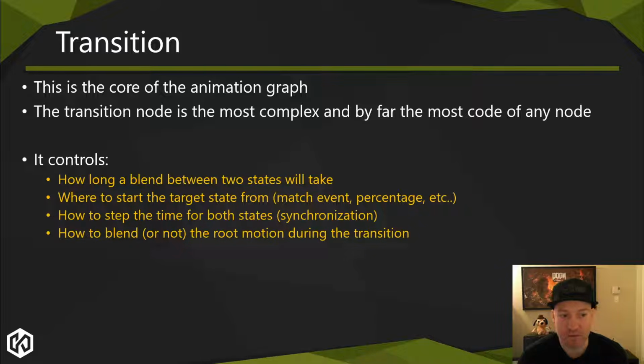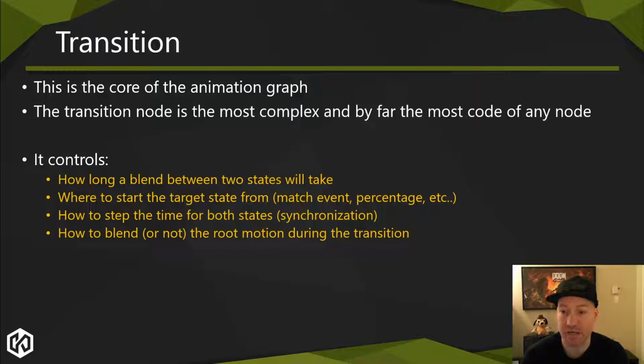It basically controls several things. The first, obviously, being how long it should last for. Generally, transitions are relatively short. They're like 6-7 frames usually, 0.2 to 0.3 seconds. And the key thing that it does is decide where to start the target state from. There's a whole bunch of options there. Should I match the events? Should I match the percentage? Should I just start it from the beginning? Should I do a sync update? Those kind of things. It also can step the time synchronized. If I'm, let's say, blending from one cycle, like a walk cycle, into a jog cycle, it will blend synchronized.